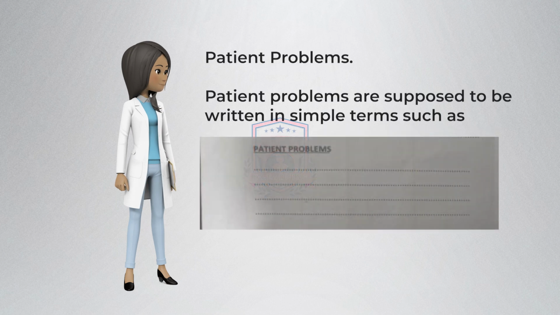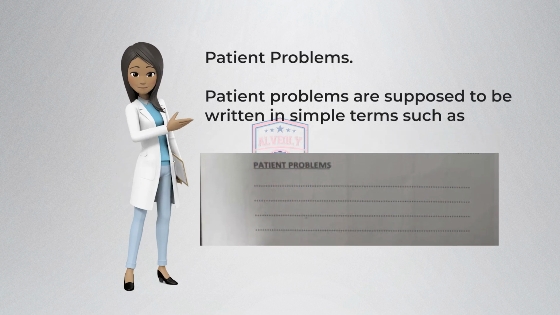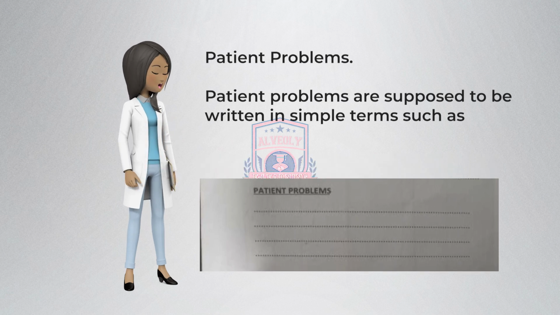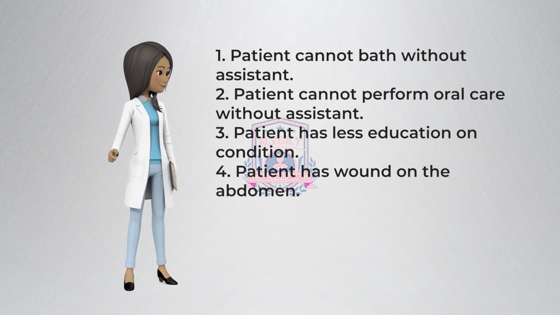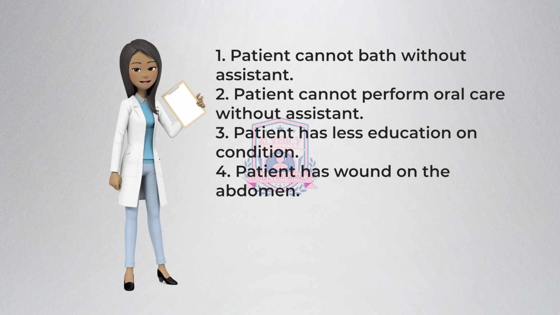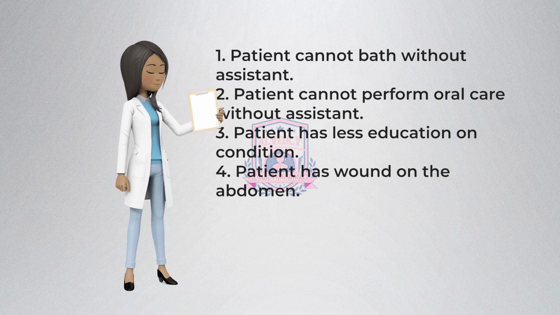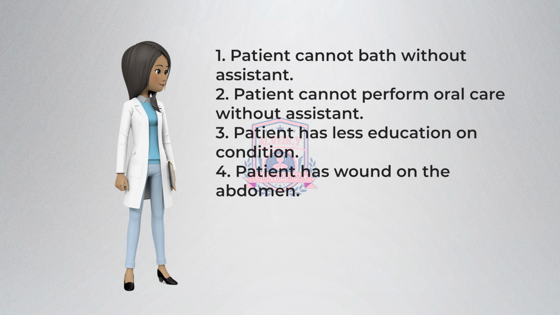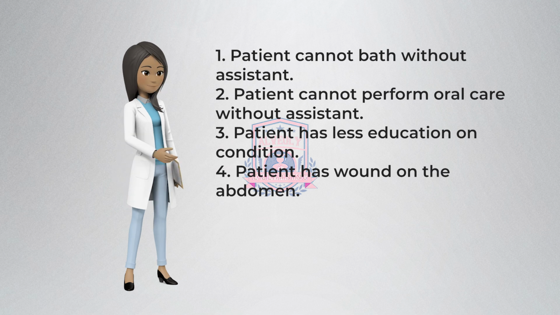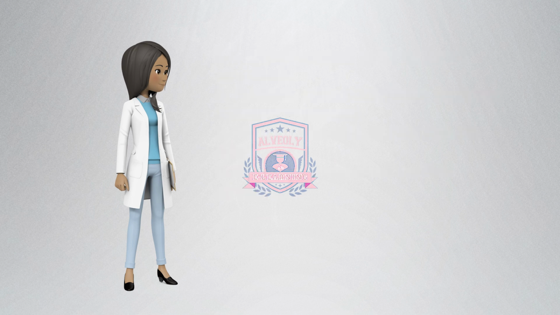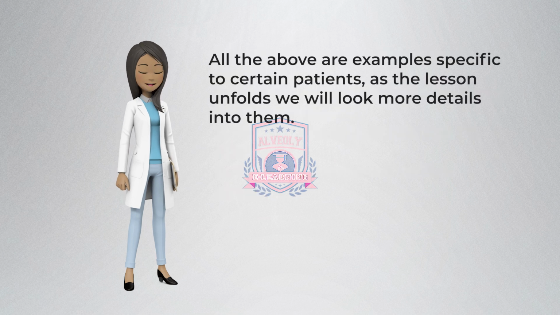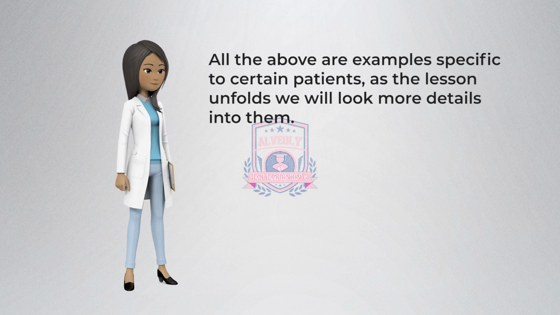Patient problems. Patient problems are supposed to be written in simple terms such as: 1. Patient cannot bath without assistance. 2. Patient cannot perform oral care without assistance. 3. Patient has less education on condition. 4. Patient has wound on the abdomen. All the above are examples specific to certain patients. As the lesson unfolds, we will look into more details of them.